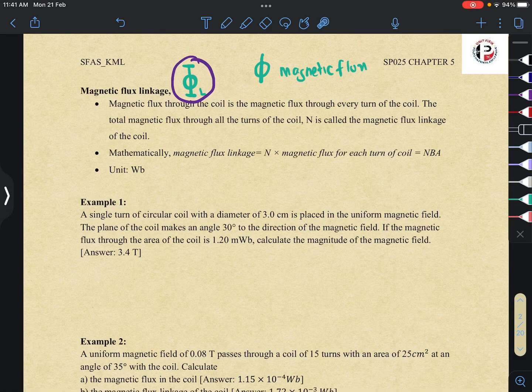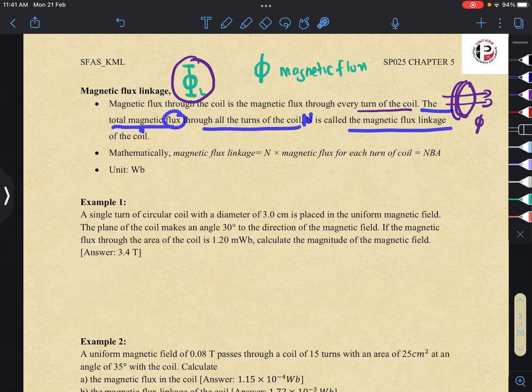Alright, so what is magnetic flux linkage? When you have magnetic flux through the coil, it is the magnetic flux through every turn of the coil. So this is your coil, and you're going to have B passing through the area. This is what we call the flux. This flux is going to pass through every turn of the coil. Let's say your coil here has many turns. The total flux through all the N turns of the coil is called the magnetic flux linkage.